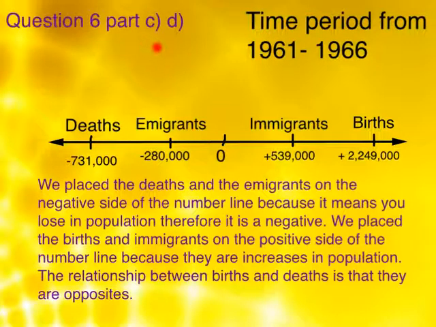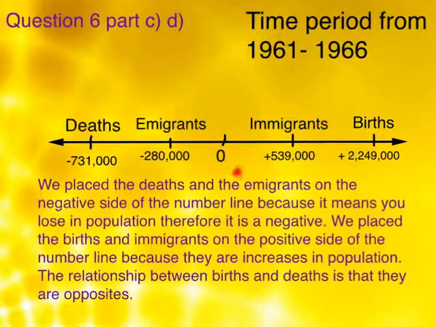Question 6, Part C and D. Time period from 1961 to 1966. There were 731,000 deaths, so therefore it is a negative integer, and we put it on the negative side of the number line. For emigrants, it was 280,000 emigrants, so therefore we put it on the negative side of the number line because there was a loss of 280,000 people.